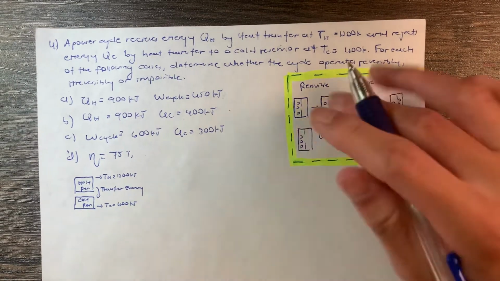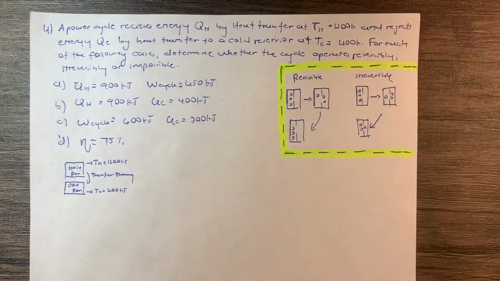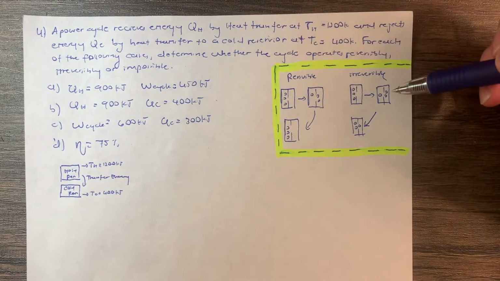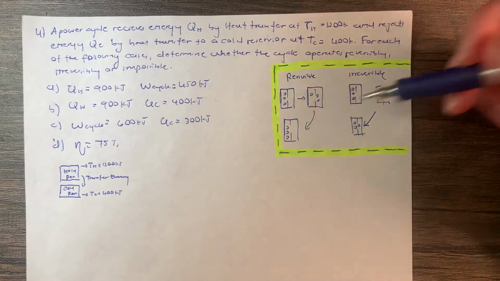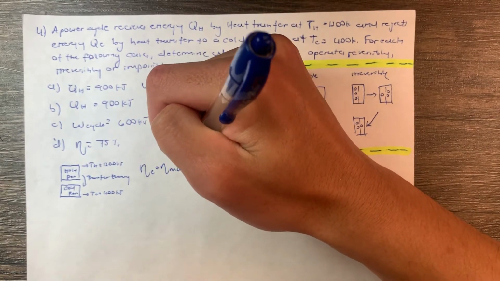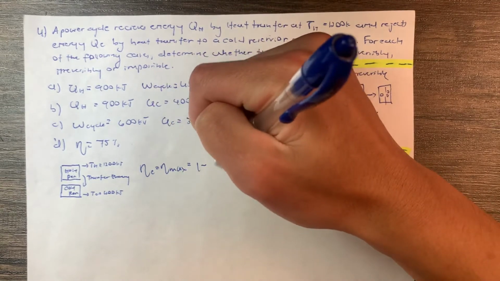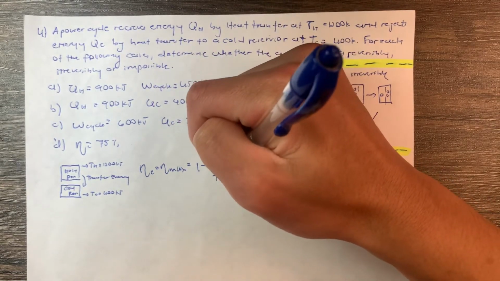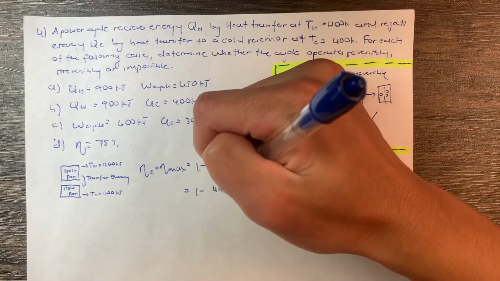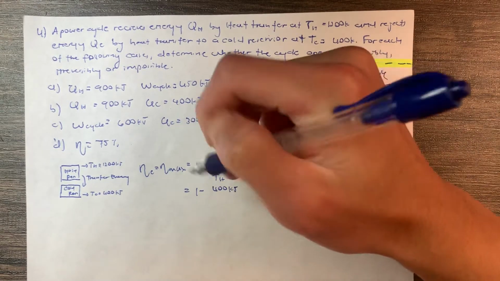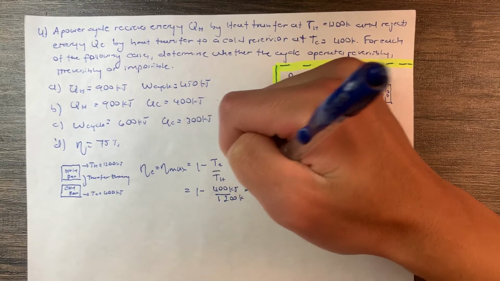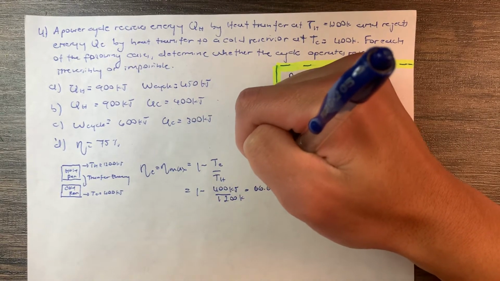So to approach this, we need to look at the Carnot efficiency, because Carnot efficiency tells the maximum efficiency of a system. And for our case, it will be 1 minus T cold over T hot. That would be 1 minus 400 kilojoules divided by 1,200 kilojoules, which turns out to be 66.7%.